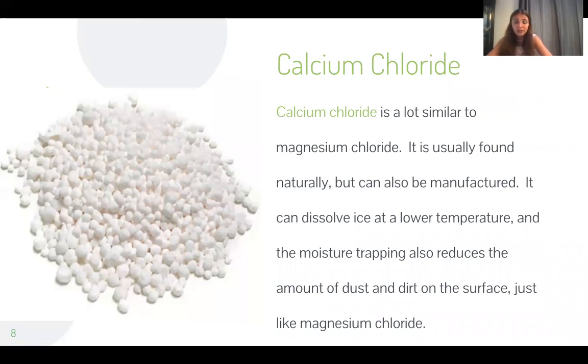This one looks a little different. There are little pellets because they are actually manufactured, where a lot of the other ones can be found naturally. So this shape is more manufactured, and the other one is more natural.